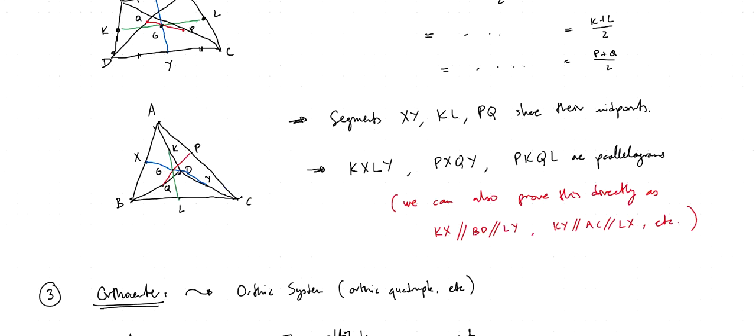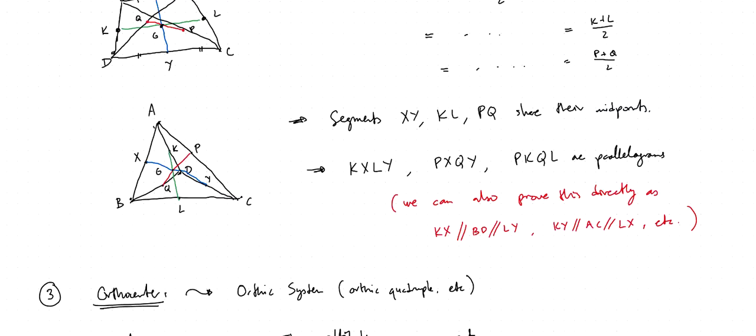If BD and AC are perpendicular, this means KX and KY are perpendicular, LX and LY are perpendicular, KX and LX are perpendicular. What does this mean about the parallelogram? The sides are perpendicular in a parallelogram. Isn't that the rhombus? No, not the diagonals are perpendicular. The sides are perpendicular. That's just a rectangle. Yeah, it's a rectangle. So in the case of an orthogonal system, these three parallelograms are rectangles.